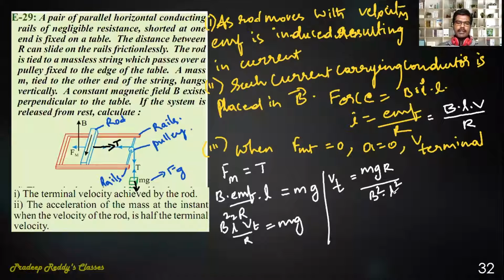This is the equation for terminal velocity: mgR divided by B square into L square. Let me take this as equation number 1.